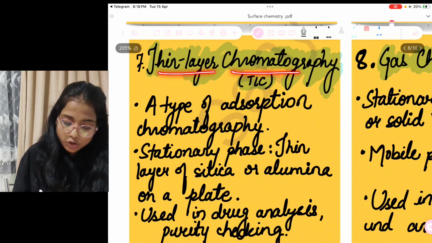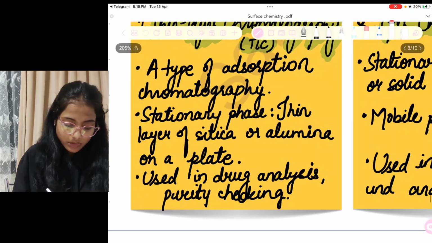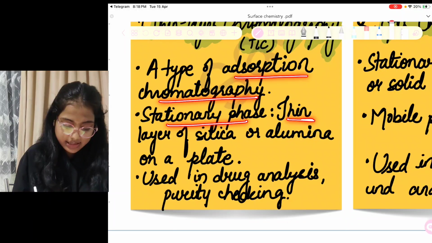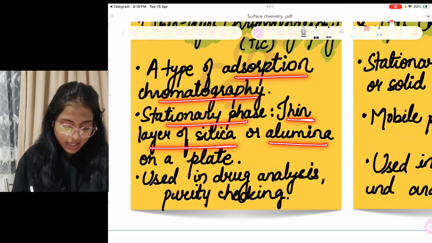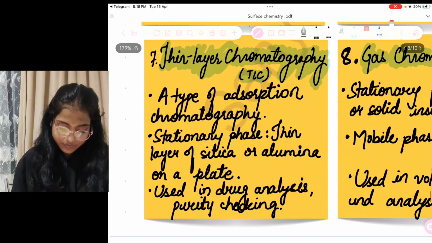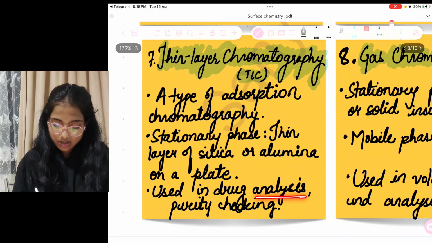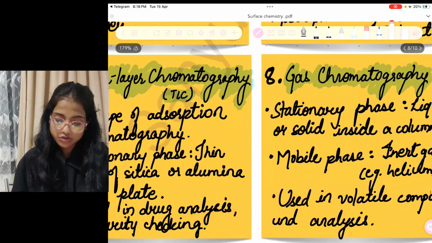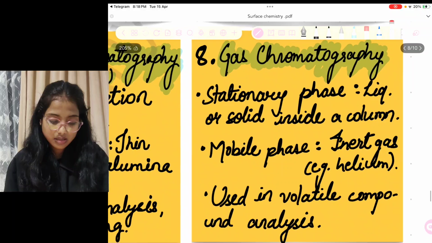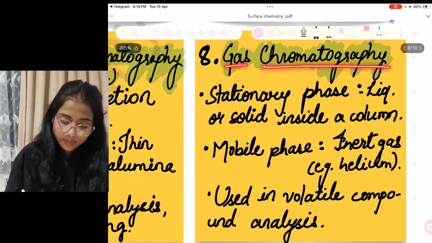Then seventh, thin layer chromatography. That is, it is a type of adsorption chromatography. Stationary phase will be thin layer of silica or alumina on a plate, and it is used in drug analysis and purity checking also. And at last, gas chromatography.